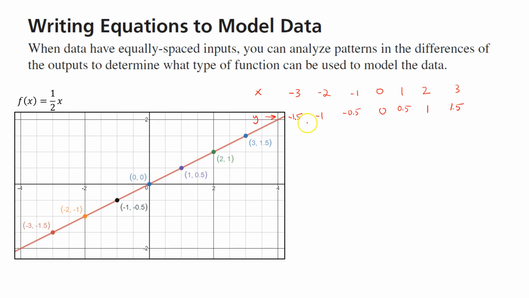What we do is we find the difference, or how far apart the y values are. And you find that with subtraction. So -1.5 minus -1 is -0.5. When we do -1 minus -0.5, that's plus 0.5, and that gives us -0.5.